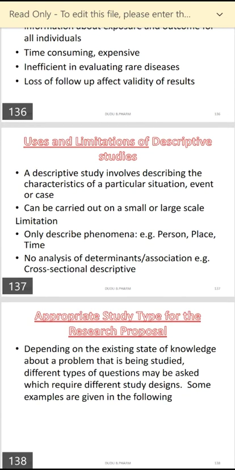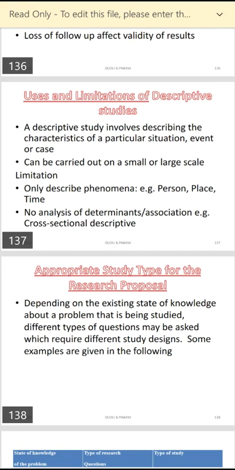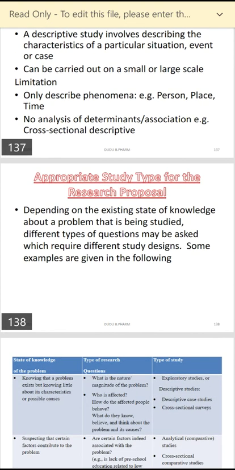Uses and limitation of descriptive studies. A descriptive study involves describing the characteristics of a particular situation, event, or case, and can be carried out on a small or large scale. Limitation: only describes phenomena, for example person, place, and time. No analysis of determinants or association, for example cross-sectional descriptive. Appropriate study type for the research proposal. Depending on the existing state of knowledge about the problem that is being studied, different types of questions may be asked, which require different study designs. Some examples are given in the following.